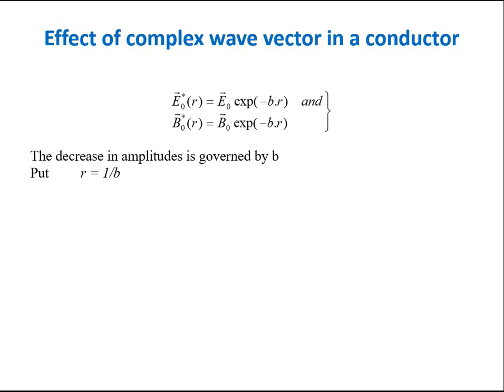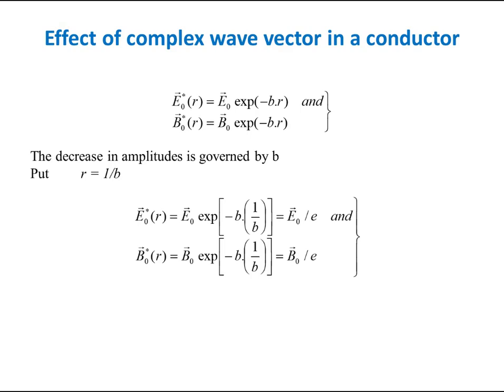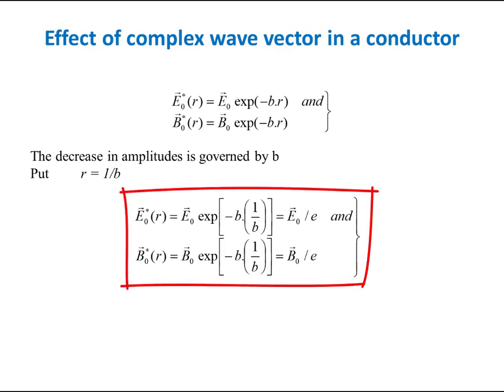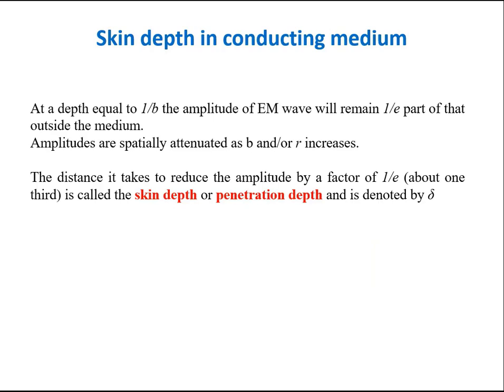Here you can see that at the value r equal to 1 by b, the amplitude of E and B fields decreases to 1 by e times its value at the surface of the conductor. This distance is known as the skin depth in the conductor, because at a depth equal to 1 by b, the amplitude of the EM wave will remain 1 by e part of that outside the medium. So amplitudes are attenuated as b or r increases. The distance it takes to reduce the amplitude by this factor 1 by e, about 1/3, is known as the skin depth or the penetration depth, and is denoted by delta. So delta is 1 by b.